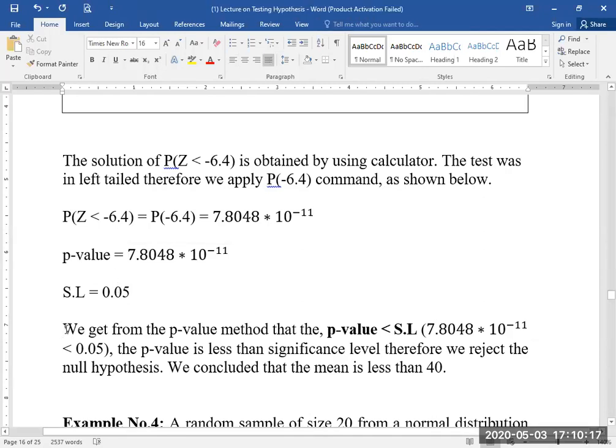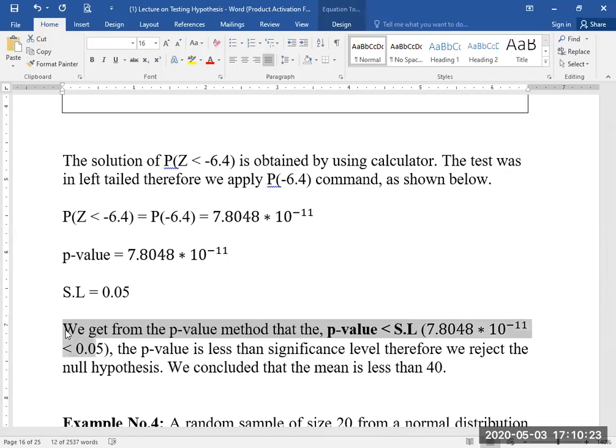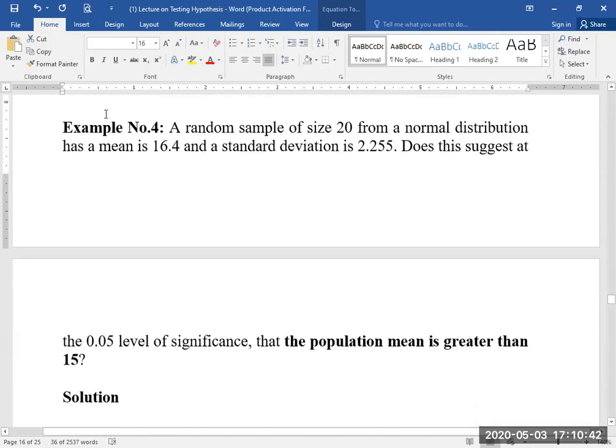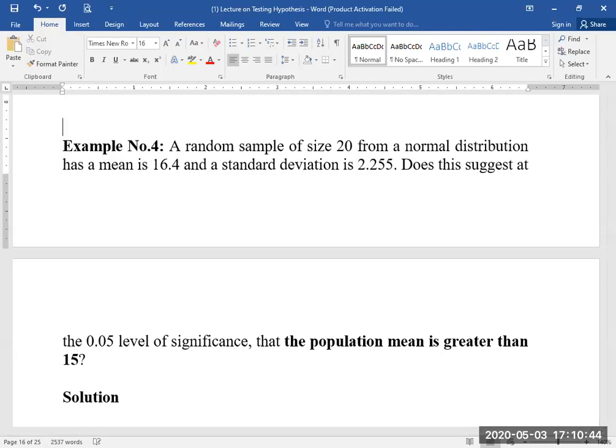So the answer we get from the p-value method is that the p-value is less than the significance level. This is less than 0.05. The p-value is less than the significance level. Therefore, we reject the null hypothesis and conclude that the mean is less than 40. Okay, from the two methods, you have found how to calculate the test of hypothesis, or hypothesis testing.